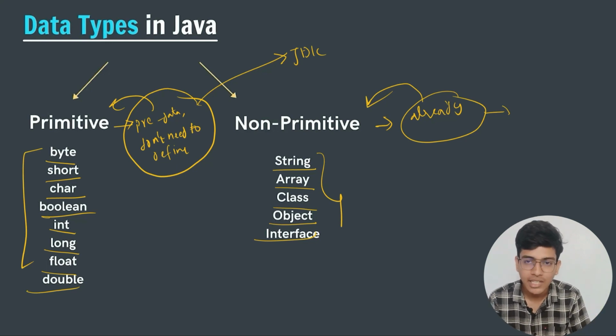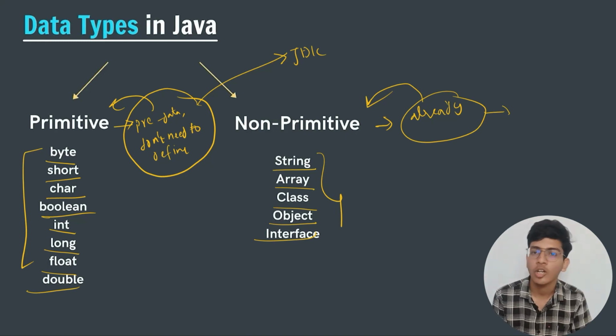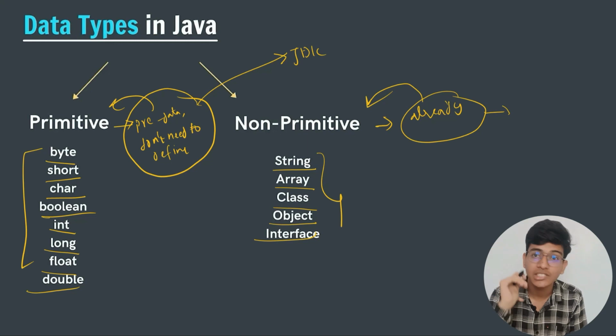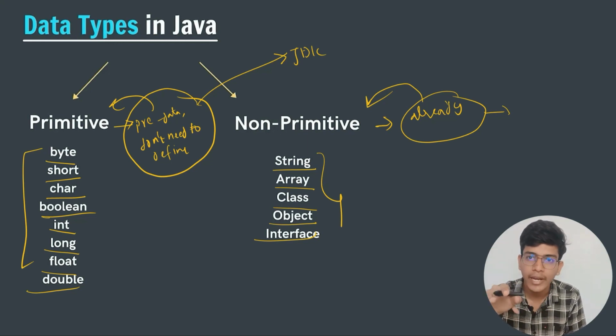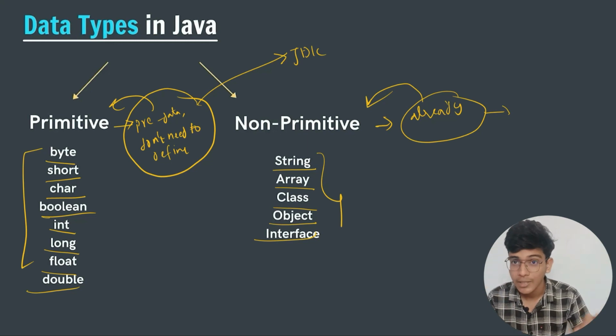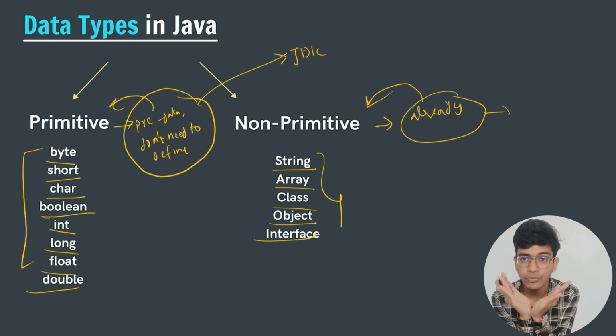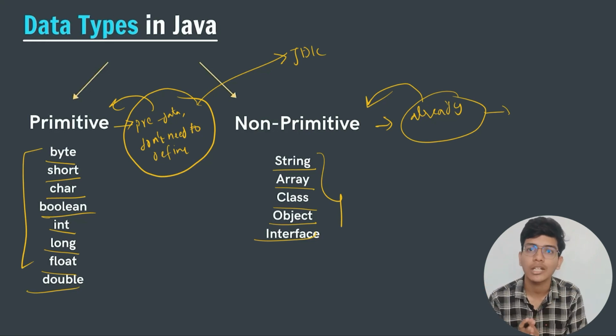Right? I hope you understand the difference between primitive and non-primitive data types. Primitive data types are the data types which already exist in our computer and we don't need to define any of those, whereas non-primitive data types are the data types which are not already there in our JDK and we need to define them on our own. This is the basic difference between primitive and non-primitive data types.